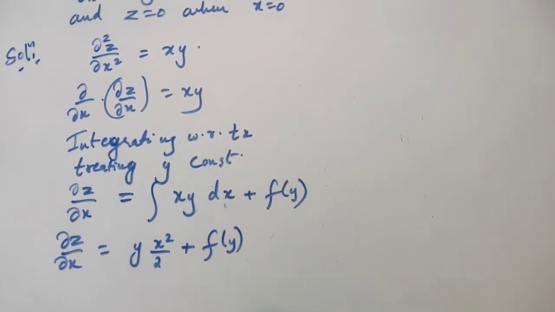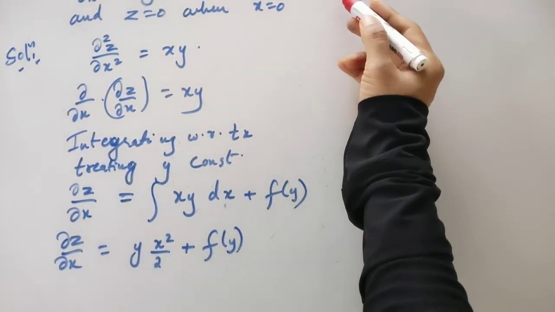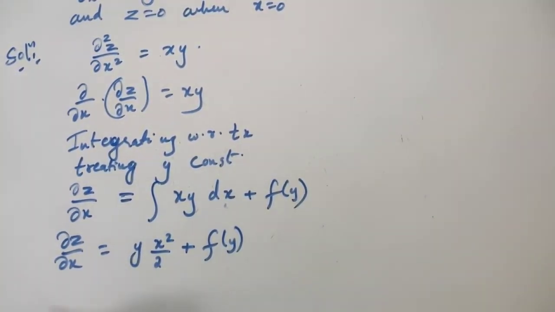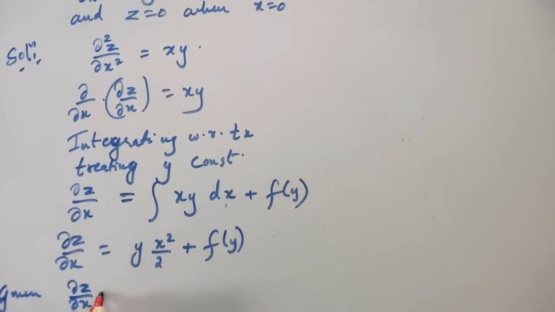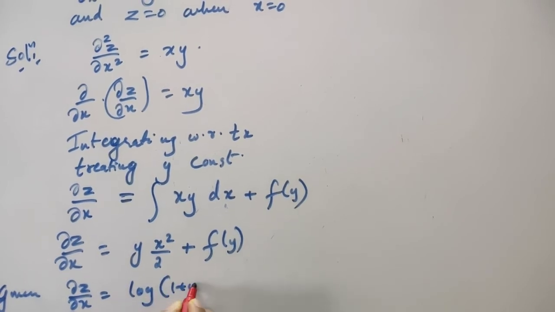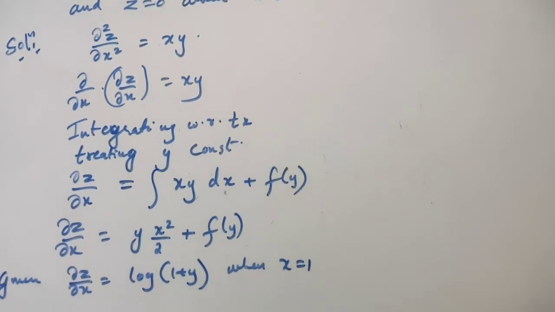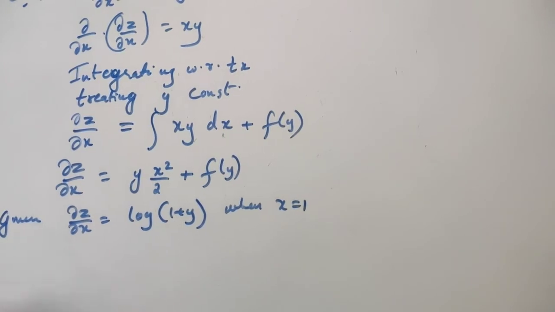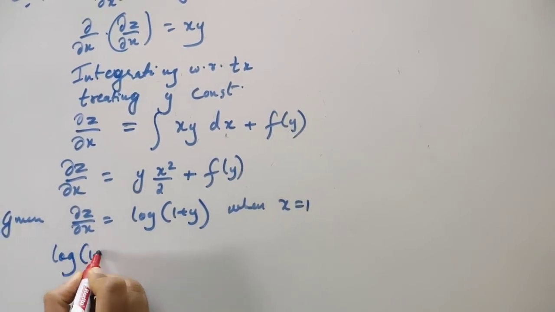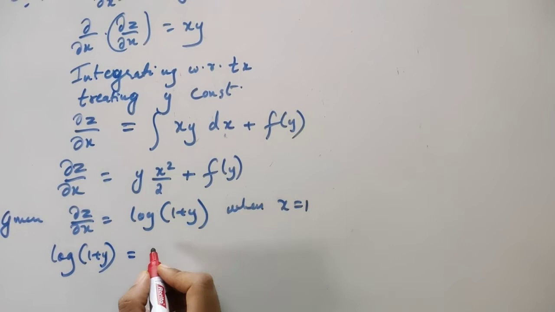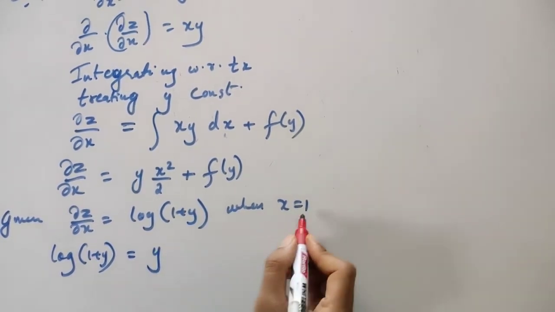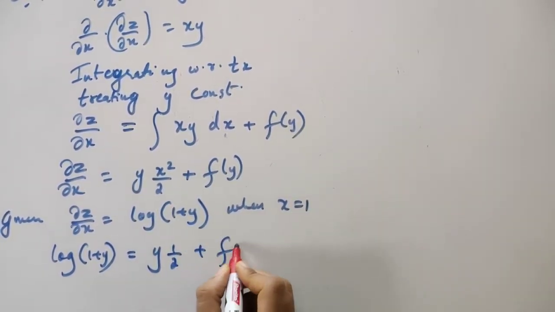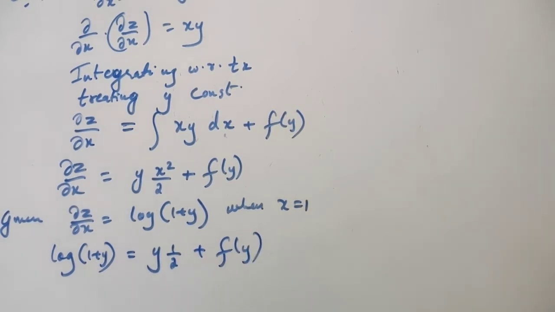And one more thing, it's given to you that ∂z/∂x is log of 1 plus y when x is equal to 1. So just put x is equal to 1 in this. What do you get? The left hand side is log of 1 plus y, is equal to y as it is. Yes, x is 1, so it will be 1 by 2 plus f of y. You will get it like this.